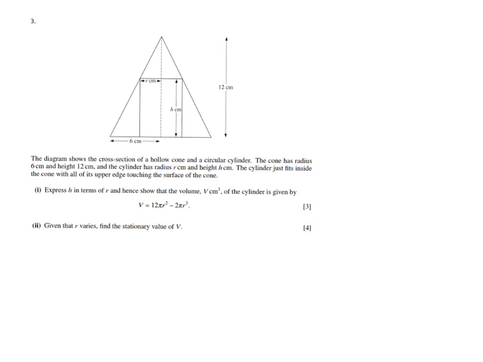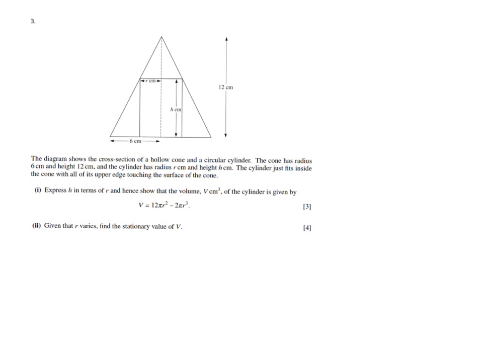So what's going on? I see some sort of triangle here and a rectangle on the inside. It says the diagram shows the cross-section of a hollow cone. Okay, so that is actually a cone and a circular cylinder, and that's the cross-section. So they just took a knife and cut a cross-section. The cone has a radius of 6, as you can see, and the height is 12. And the cylinder has a radius of r, and the height is h centimeters. The cylinder just fits inside the cone with all its upper edges touching the surface of the cone. So that cylinder fits exactly inside.